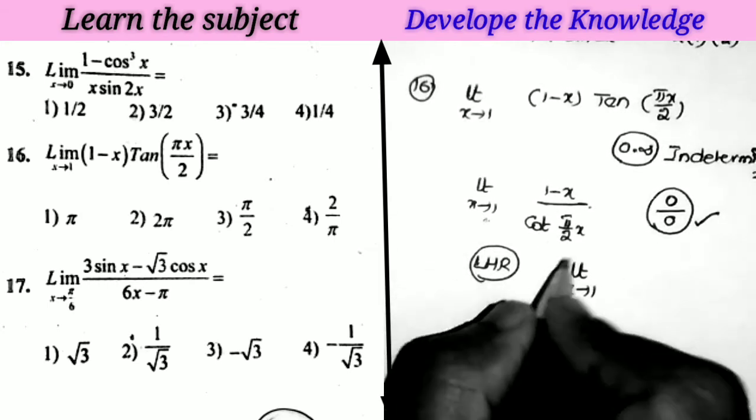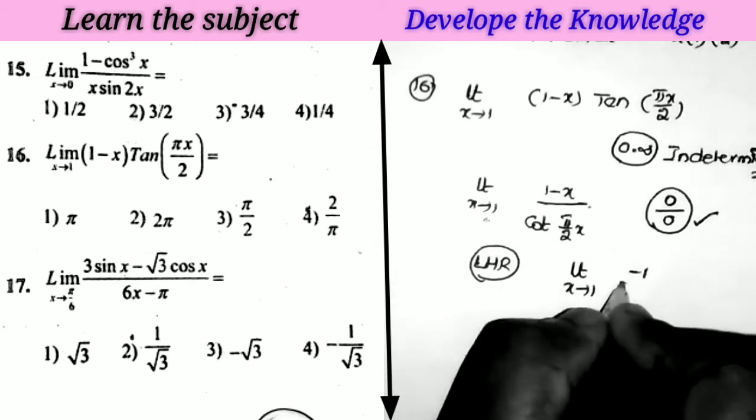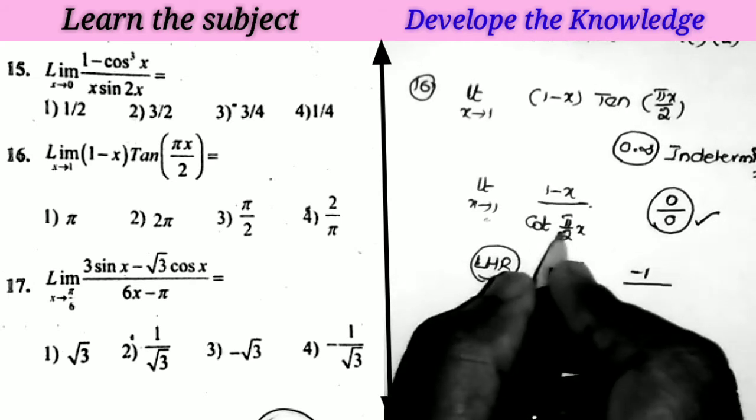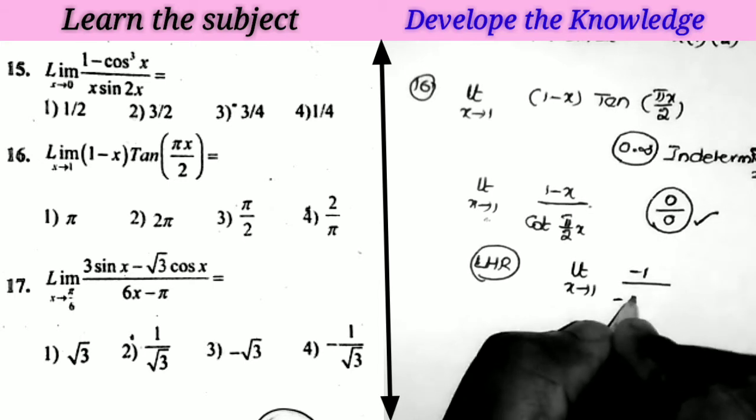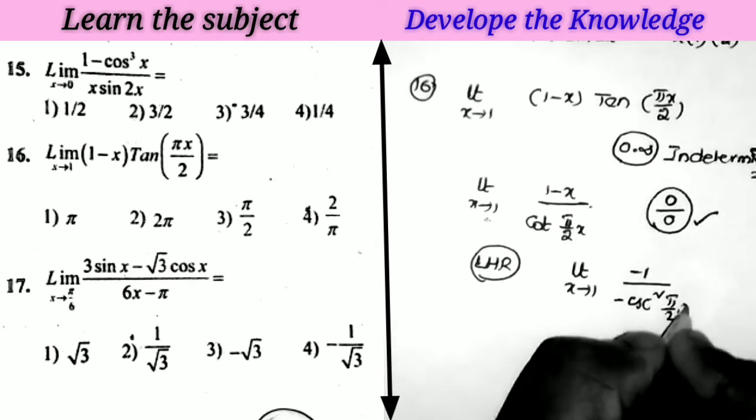Limit x tends to 1. 1 minus x, what is the derivative? 1 derivative is 0, minus x derivative is minus 1. Cot x, what is the cot x derivative? Minus cosecant square x. That is minus cosecant square of pi by 2 into x.